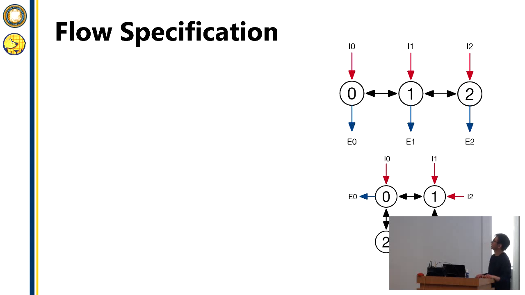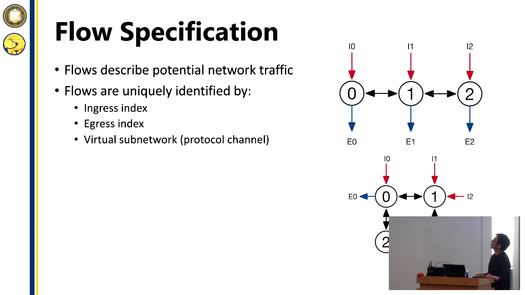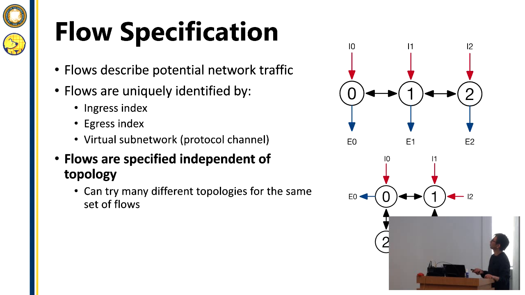OK, so for flow specification, this is the logical specification of what kind of packets or flows your network is expected to handle. And this is actually decoupled from the topology, right? So in these 2 networks, we can say that our set of flows is ingress 0 to egress 1, ingress 1 to egress 2, or all to all. And then that means we can change the underlying topology under the hood without actually having to specify what set of flows are actually possible, right?